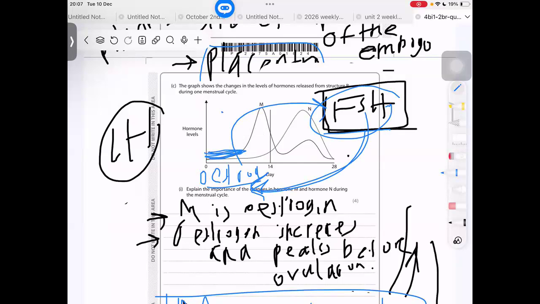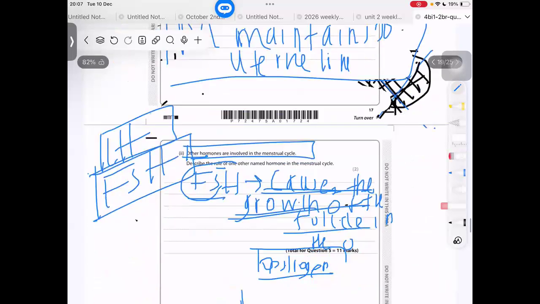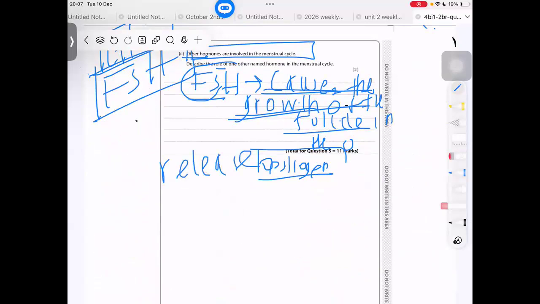But later, there will be a sudden peak due to the LH surge. Due to the LH surge, there will be a peak in the estrogen as well. Did you understand that estrogen and FSH connection? That is important. So you can write down FSH stimulates the release of estrogen. Those are two functions of FSH.